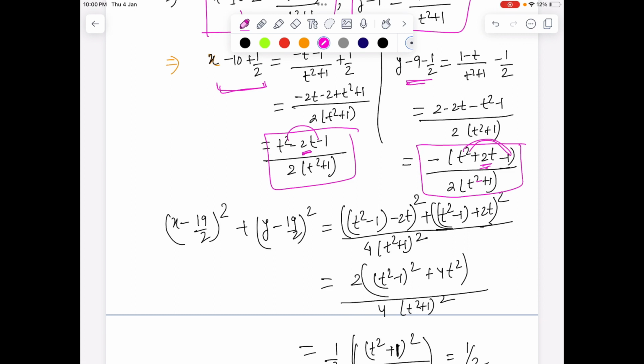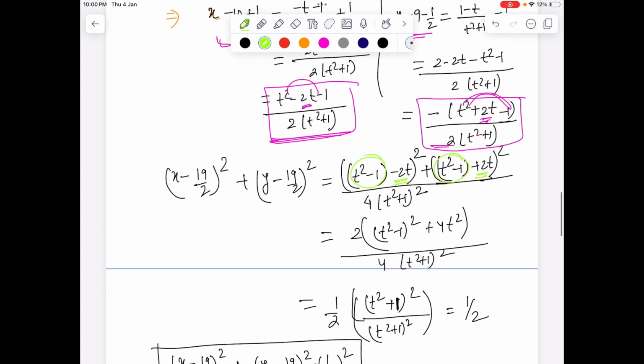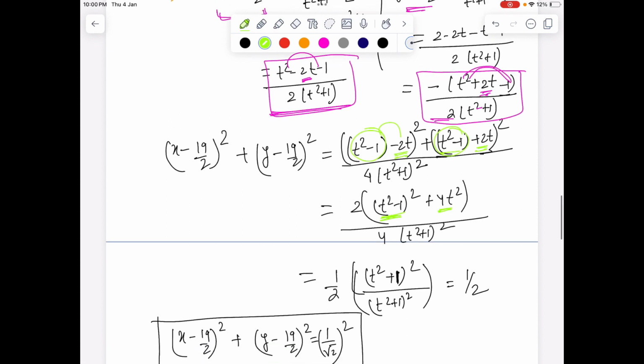So (x minus 19 by 2) whole square plus (y minus 19 by 2) whole square. So this square plus this square, if we do the calculation, we'll have (t square minus 1 minus 2t) and (t square minus 1 plus 2t) whole square, which gives (a minus b) into (a plus b), so a square, plus (a plus b) whole square, which is 2 times (a square plus b square).